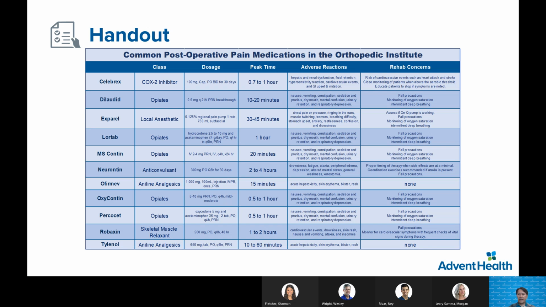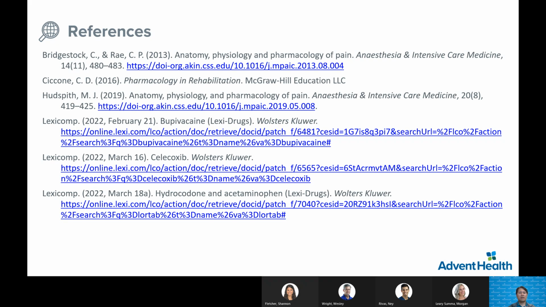The purpose of this handout is to provide the therapist a tool to reference some of the most common pain medication provided post-operatively in the Orthopedic Institute. To use this handout, the therapist matches the brand name of the medication being inquired and its dosage, and compares it to the medication administration record, or the MAR, in the PowerChart or the Cerner that we have. This handout can provide quick reference for peak time and proper timing of therapy, adverse reactions to look out for, and rehab concerns in order to conduct safe therapy. References are here.